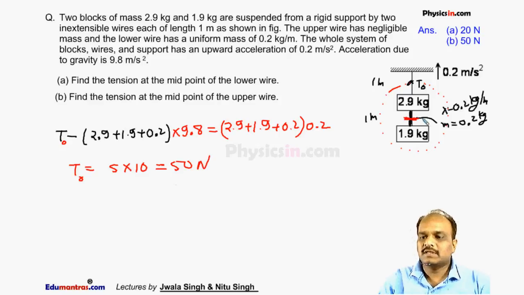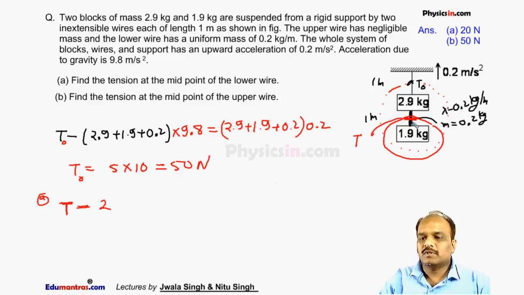Now we can say the tension here, let it be T. Tension at the midpoint of the rope is T minus mg. Mg means the weight of this portion only. We will consider only this portion, since we have to calculate the tension at the midpoint. So the tension here is mg, that means 2.